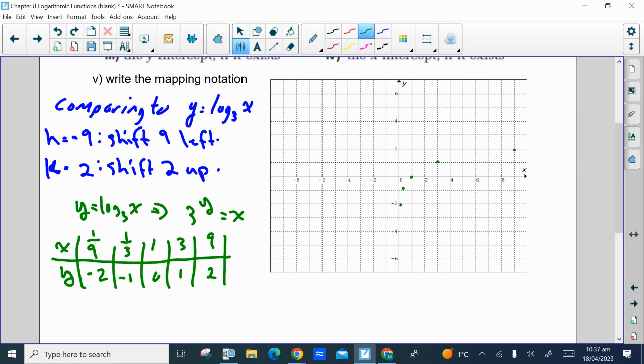Remember, the graph of a logarithmic function like this one, if it hasn't been shifted left or right, will have the y-axis as a vertical asymptote. So this is the graph of our base function, y equals log base 3 of x. It has the y-axis as an asymptote.